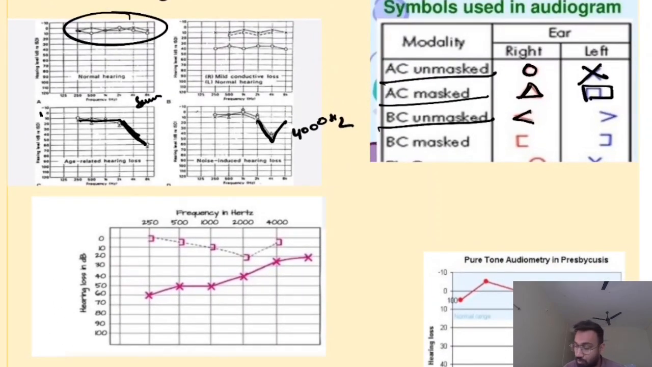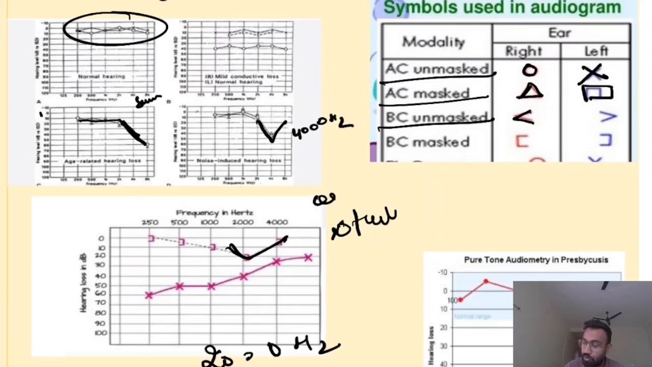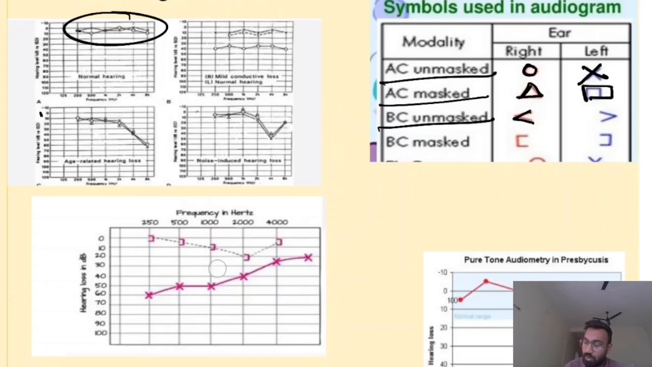In case of otosclerosis, there is a dip at 2000. So that is otosclerosis. Okay, so these are the specific findings. At 2000 hertz there is a dip, so this is otosclerosis. At 4000 there is a dip, that is noise induced hearing loss. Okay, so these both are different.